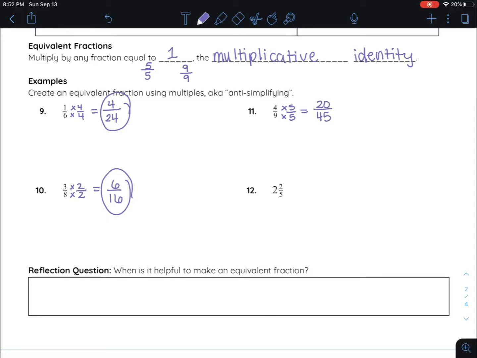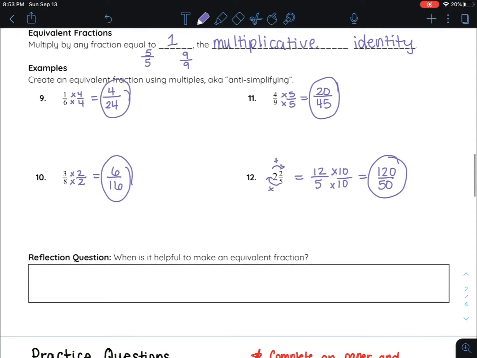20 over 45. Okay, now this last one is actually a mixed number, and we're going to need to change it. So if you remember, you take these two and you multiply them. So 5 times 2 is 10, and then you add that to the top. So 10 plus 2, which is going to be 12 over 5. Technically, that's an equivalent fraction, but let's change it up, okay? Let's try multiplying by 10 over 10. So remember, times 10 just adds a 0. So the 12 becomes 120 and the 5 becomes 50. And there you have it.